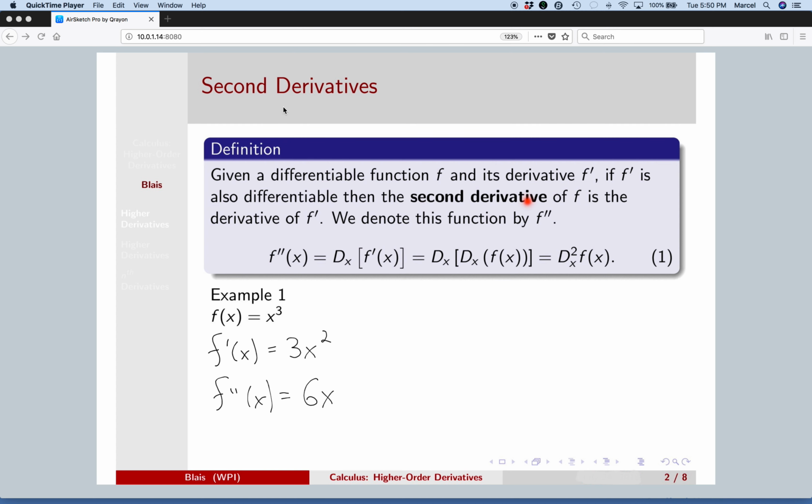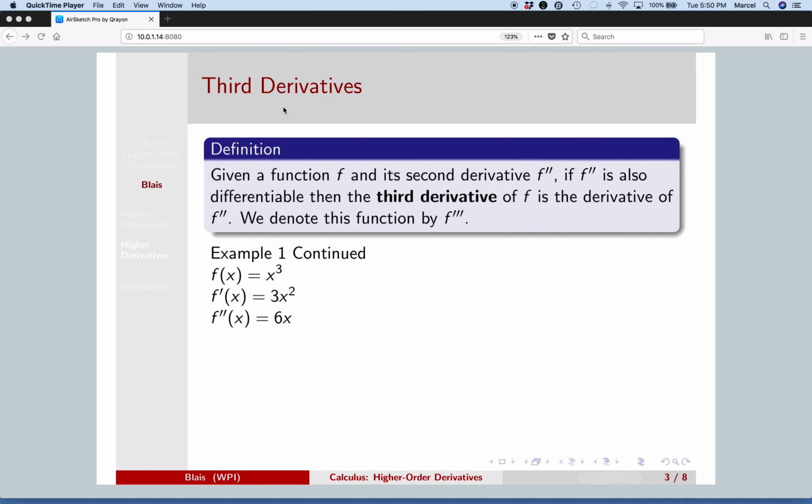Now, there's no reason why we have to stop at a second derivative. We can go one step further and take a third derivative. So if our function f has a second derivative, and that second derivative is also differentiable, we can take its derivative, which is going to be the third derivative of f, which we would denote by f triple prime. So to continue with our previous example, we can take the derivative of f double prime, and we know the derivative of 6x with respect to x is 6.